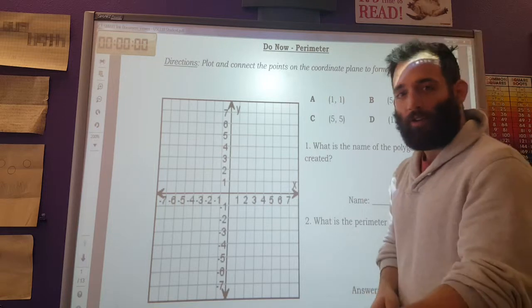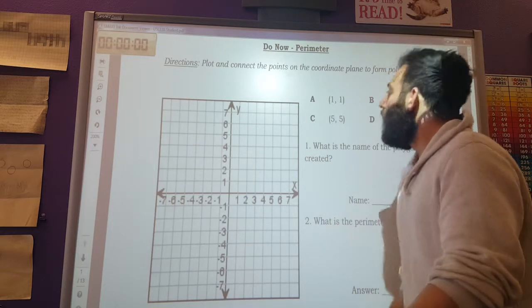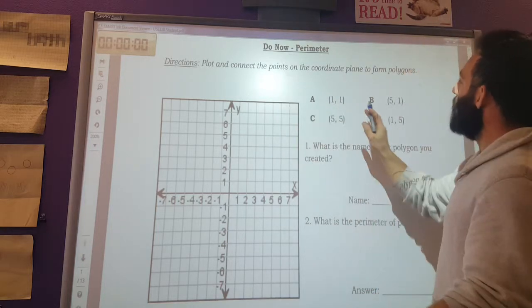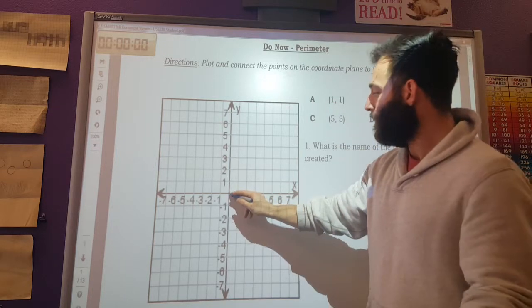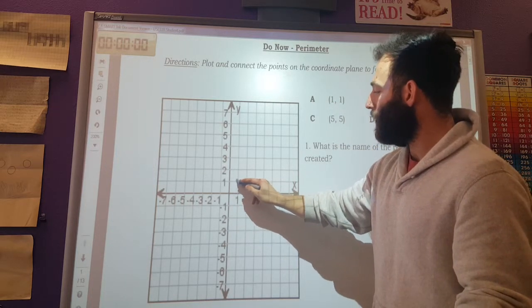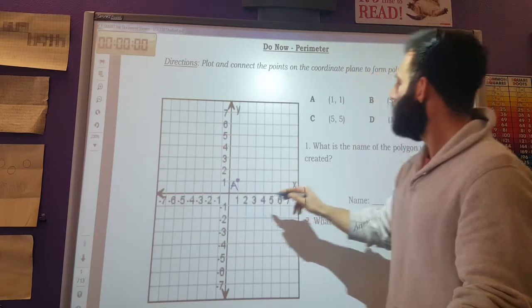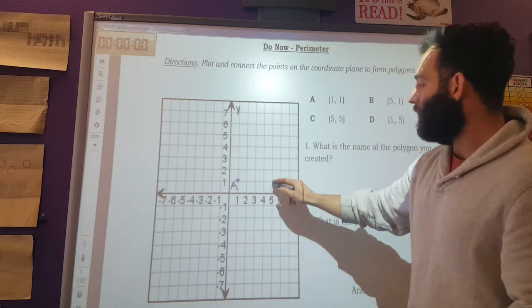By now you should have finished the do now. If you need a little bit more time, go ahead and stop the video now. Number 1 is asking you to plot and connect the points on the coordinate plane to form a polygon. So point A, run, then jump to point A, which I'm going to label. Point B is at 5, 1.